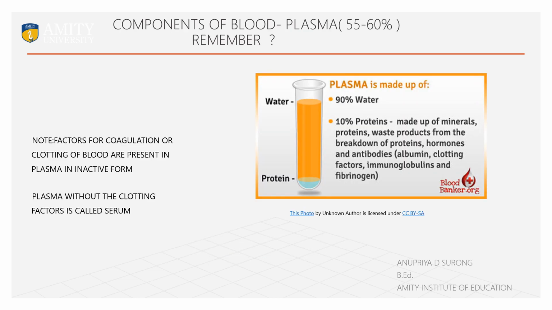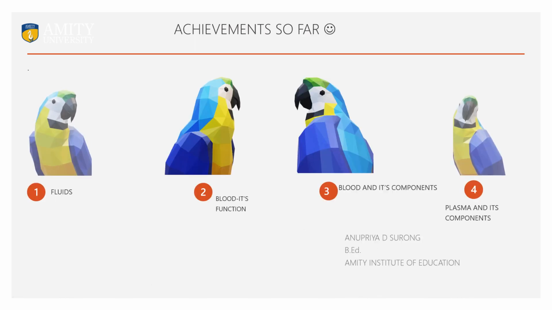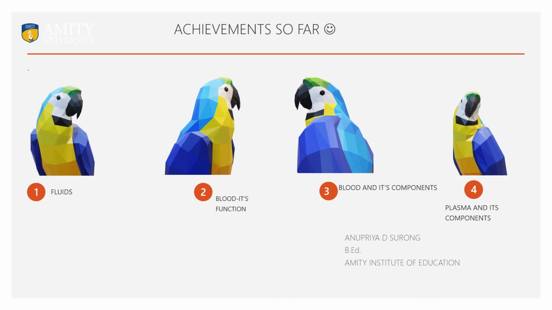Yes, we have also learned about the components of plasma. Plasma is made up of 90% of water and 10% of proteins. Remember? Alright, so let's see in total what we have learned in the last video. We have learned about fluids, blood and its function, blood and its components, and plasma and its components. So today we are going to learn about the other components of blood, which is the formed elements. Let us see.